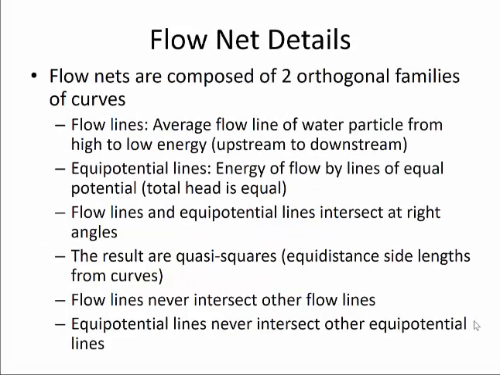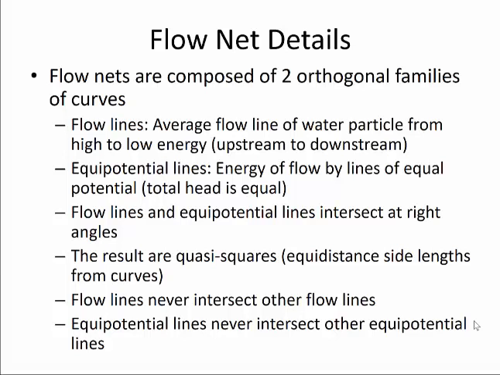So let's recall what a flow net actually is. It is a family of two orthogonal curves, meaning a family of curves that are perpendicular to each other. They consist of flow lines, which are the average lines of flow of water through the soil, the porous medium, from a high energy to a low energy, or upstream to downstream, and the equipotential lines that exist to show the change of energy as the water is flowing through that porous medium.